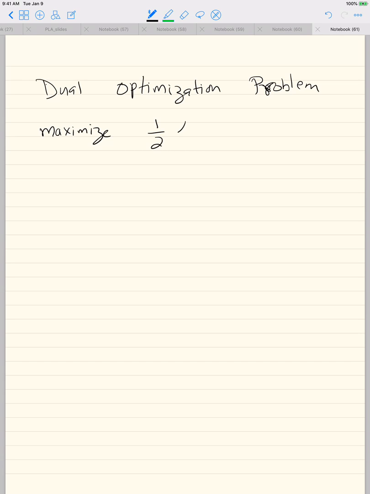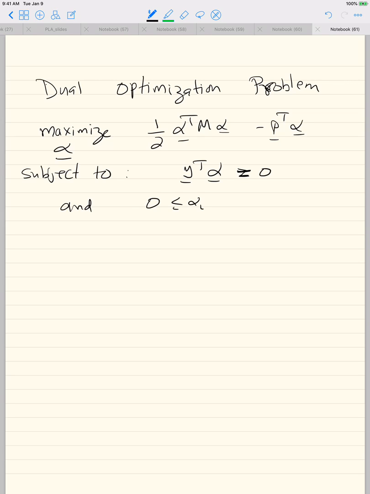So again, the dual optimization problem involves, instead, we can maximize over the variables alpha, half alpha transpose M alpha minus p transpose alpha, subject to the constraint that y transpose alpha equals 0 and that all our variables are between 0 and infinity.